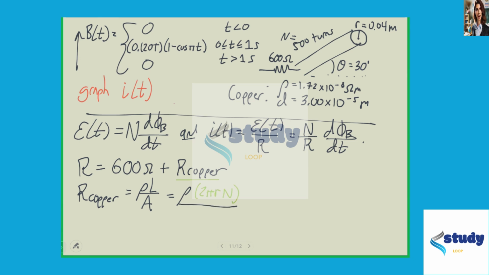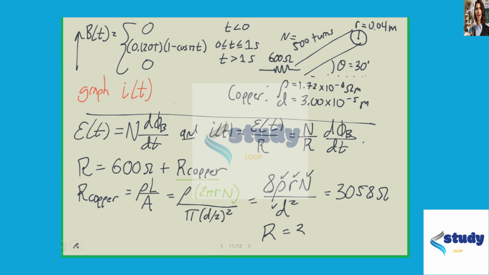Then the cross-sectional area is pi times r squared, but we're given the diameter, so I'm just going to divide that by 2, right? We're given the diameter up there. And we can make a bit of a simplification to 8 rho R n over d squared. And now you can just calculate this, right? So we know the resistivity, we know the radius, we know the number of turns, and we know the diameter. So you should find that this is 3058 ohms. And therefore, the total resistance is 3658 ohms just by going back to that equation.